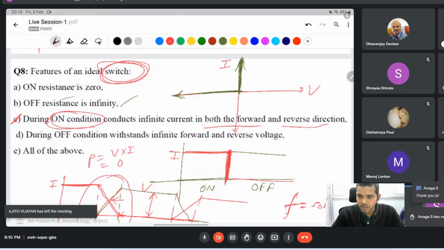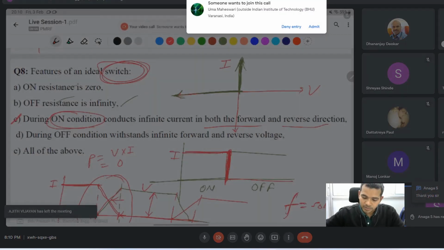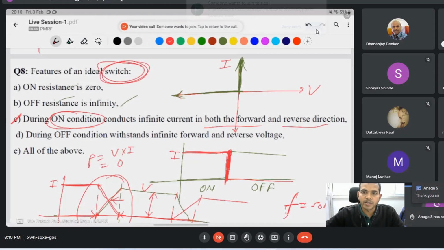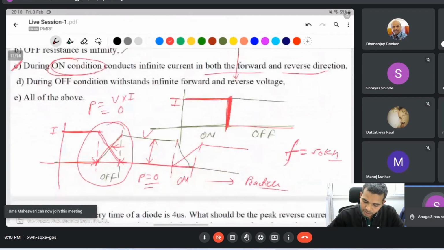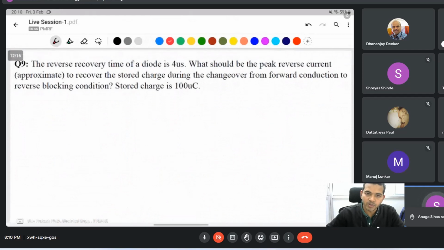And when the switch is off, it means forward breakdown voltage is infinity. In case of a diode, it can flow in both directions.